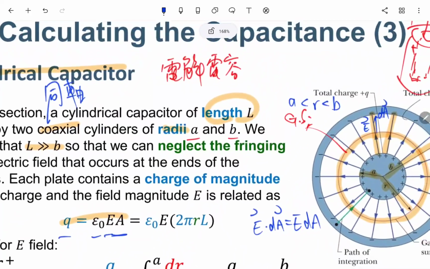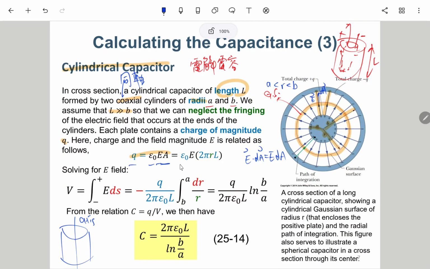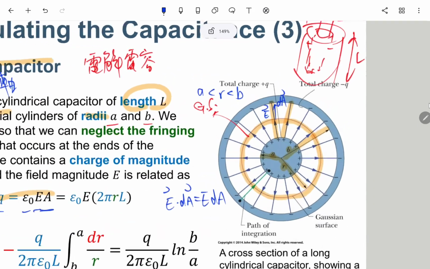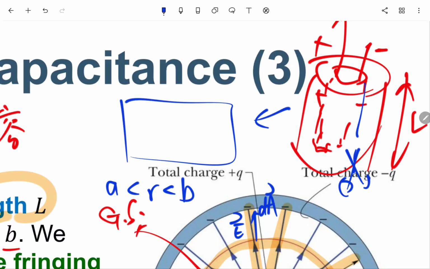Okay, so we assume that the inner radius has the positive charge and the outer radius has the negative charge. So in this case, E times A. What is A? A is the cross-section area, which means that we cut it out like this and then expand, so this rectangle with the height L, the width will be the circumference of this circle, which is 2 pi r.